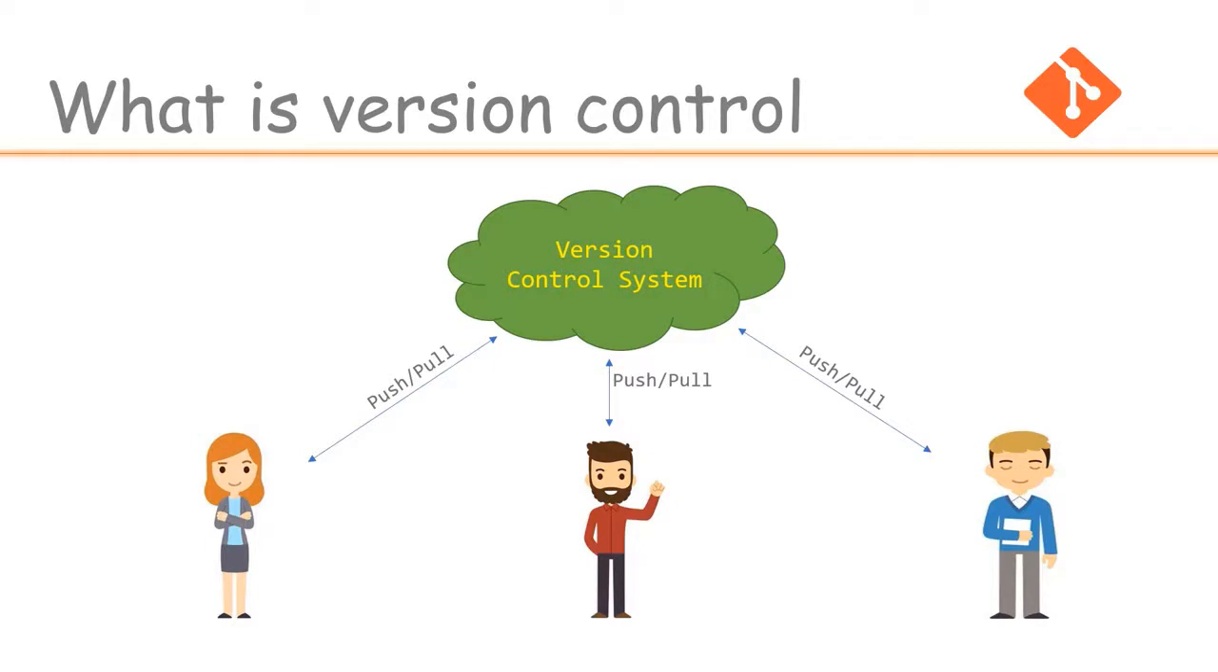Version control maintains a history of every version, so at any point of time you can go back to a specific version. So to summarize, version control allows developers to work simultaneously. It does not allow overwriting each other's changes, and it maintains a history of every version so that you can go to any specific version at any point of time.